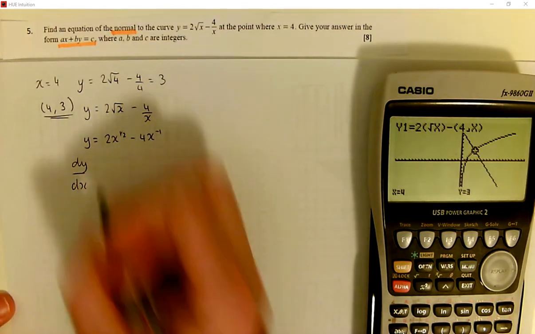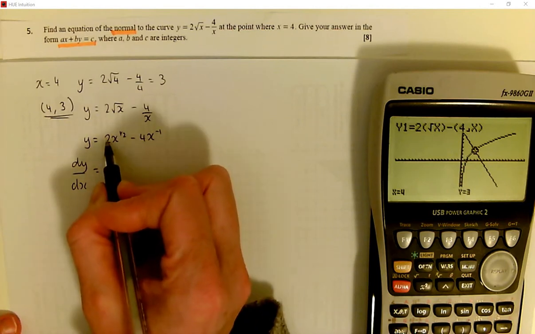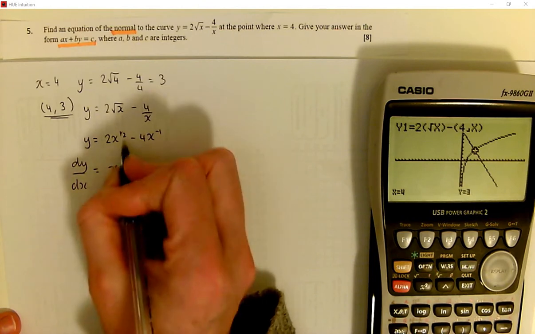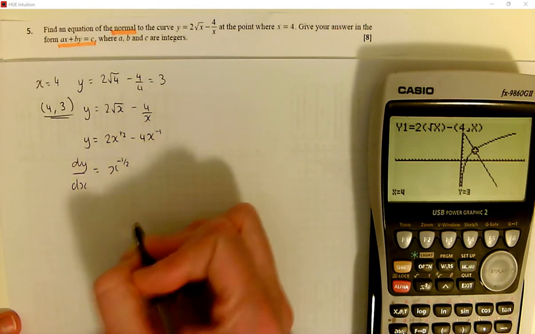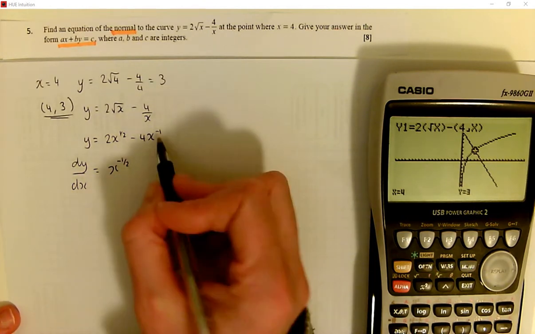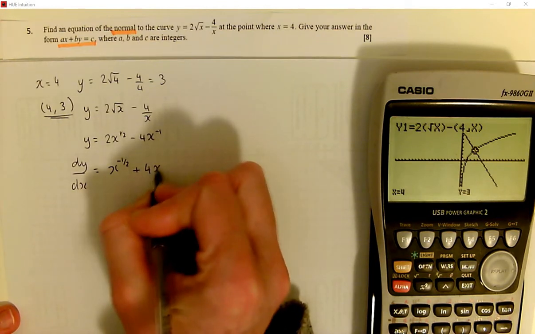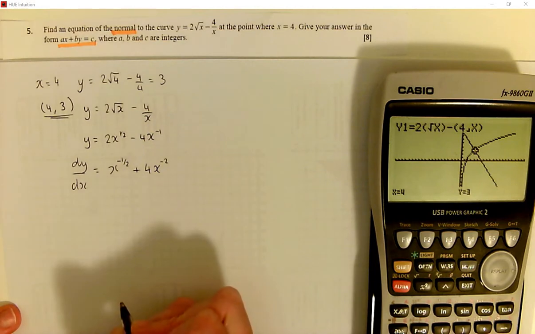Okay. So when we differentiate, we're going to bring the power down and multiply by that. So we get half times 2, so that's 1, and reduce the power by 1. X to the minus a half. For this one, we bring the power down, so that's going to make it positive 4, and then we reduce the power by 1. There we go.